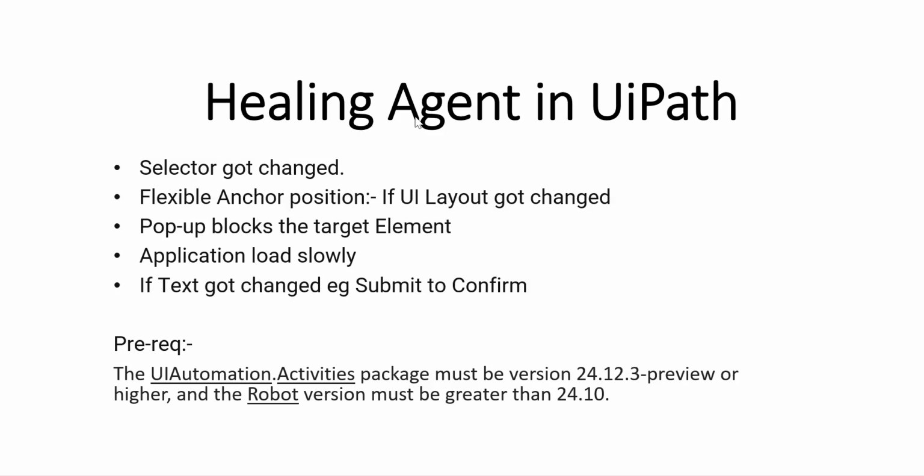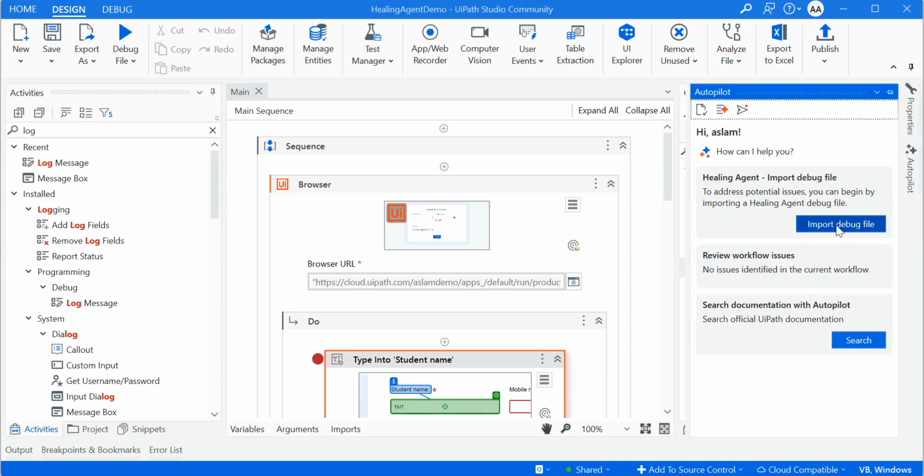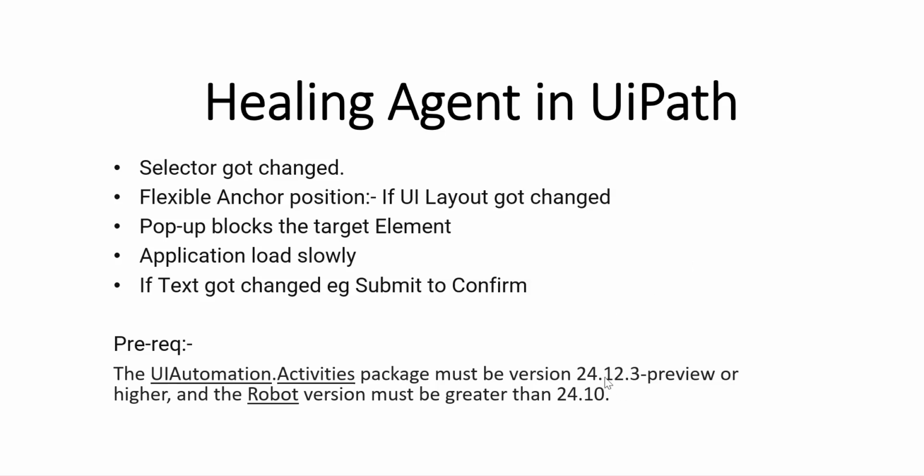And if we talk about the availability, what is the prerequisite for this healing agent? You require UiPath Studio 24.10 and above, right? And this activity package is required to enable the healing agent feature. So UI Automation activity package 24.12.3 preview or above is required, for enabling this import debug file button in your autopilot, right? So they recommend this version.